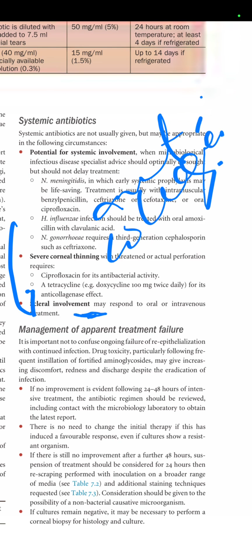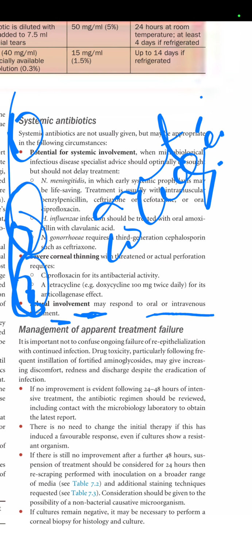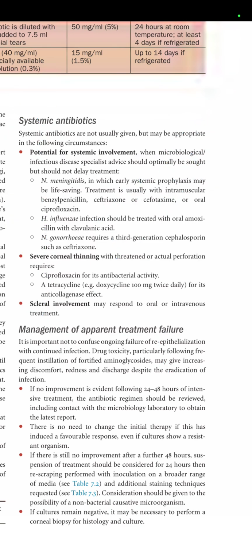If there is scleral involvement, it may respond to oral or intravenous treatment. So there are three things that are indications for systemic antibiotics. Management of apparent failure.